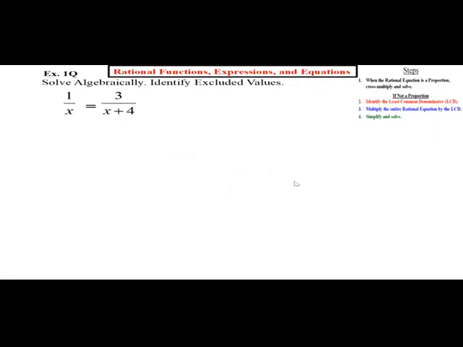Example 1Q. Here we go. 1 over x equals 3 over x plus 4. Solve that one. Find me the excluded values. 1 minute. Go. All right, let's see what we got.